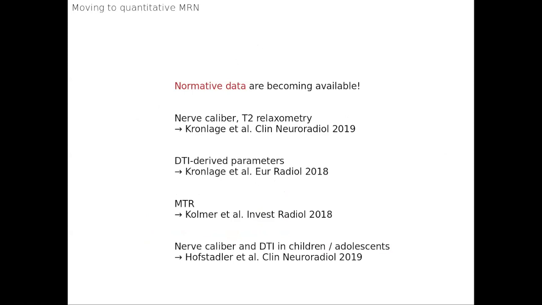So normative data is now more and more becoming available. You have normative data for nerve caliber and T2 relaxometry. You also have age-dependent normative data for DTI-derived parameters, for magnetization transfer rates of peripheral nerves, and also for nerve caliber and DTI in children and adolescents.